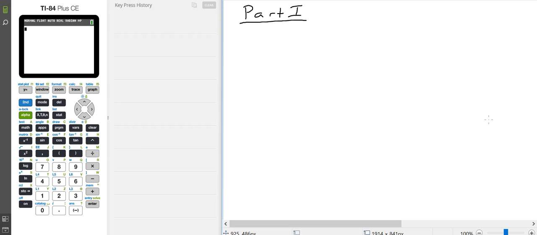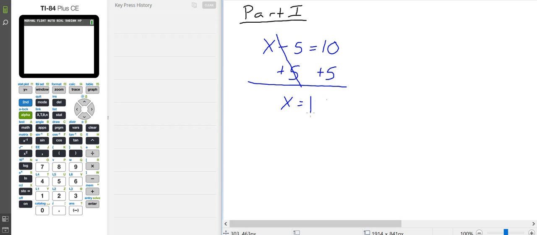Let's try another example. x minus 5 is equal to 10. What number minus 5 will give us 10? Let's solve it mathematically. If we add 5 to this side, we have to add 5 to the other side. By adding 5, the 5 in the question cancels out, because negative 5 plus 5 cancel each other out, and we're left with x is equal to 10 plus 5, which is 15.